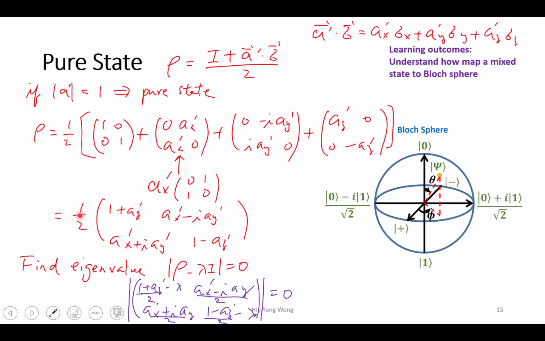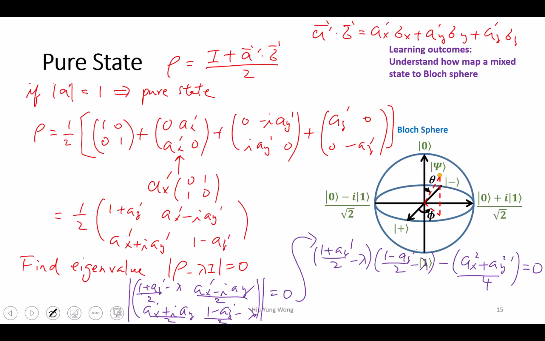I have the matrix, I am still using the matrix. I multiply half to there, and then minus lambda I. I is only diagonal, so all the diagonal subtract by lambda. With this, you say this is 0. Then basically I'm going to say this two term: 1 plus AZ dash divided by 2 minus lambda times 1 minus AZ dash divided by 2 minus lambda, and then minus the next term. But this term is just something plus something times something minus something, so this term is just equal to AX squared plus AY squared, because there's an I squared. And then the whole thing divided by 4 equals 0. And the 4 can be cancelled similarly.